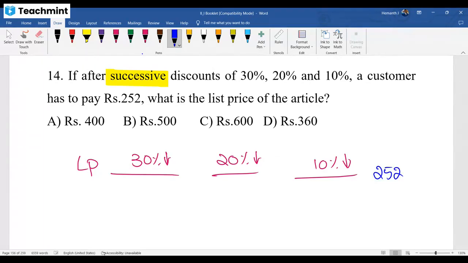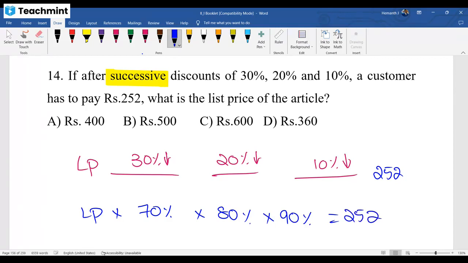Okay, now what is the list price, right? Simple logic. 30% discount means can I write 70%? 20% discount means 80%, 10% discount means 90%. That's it, equal to 252. See that carefully. What they given? 70%, 80%, 90%. Successive discounts. Don't say 30 plus 20 plus 10, 60. No. Successive means one after another.